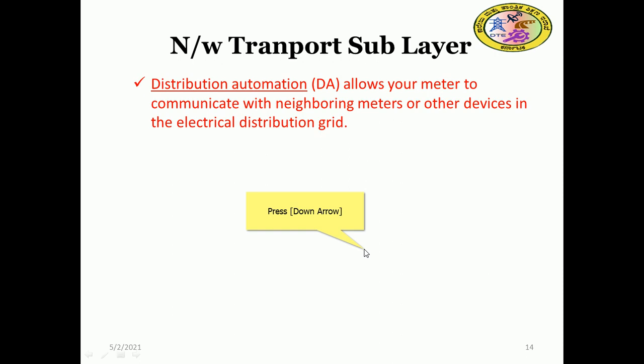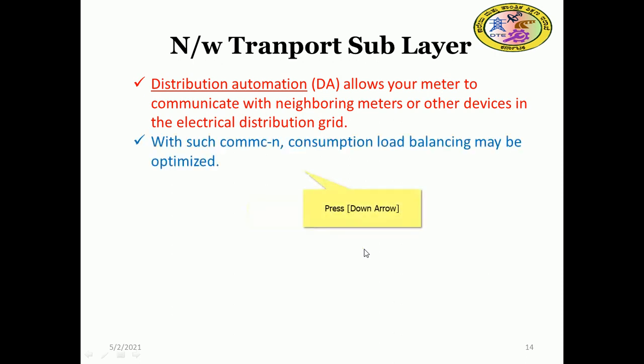So it's also part of that. So distribution automation allows your meter to communicate with the neighboring meters. So meter can speak with the meter, other device in the electrical distribution grid. So with such a communication, consumption load balancing may be optimized.